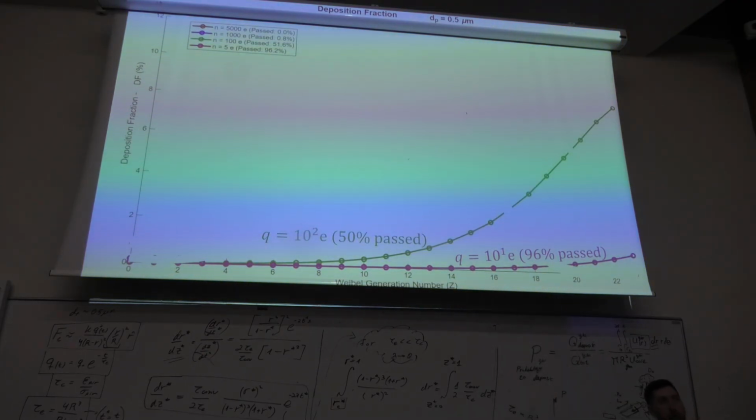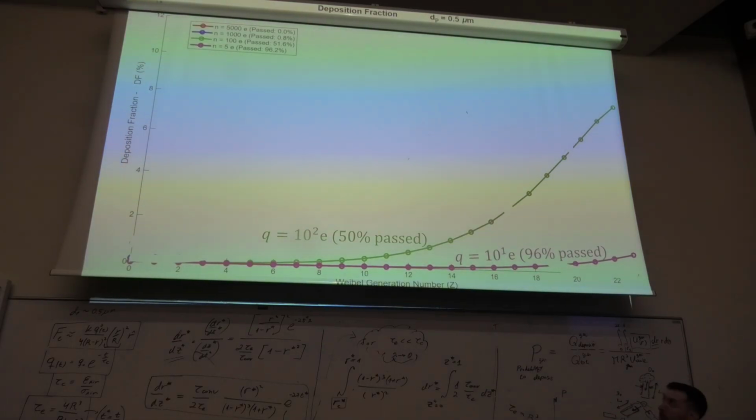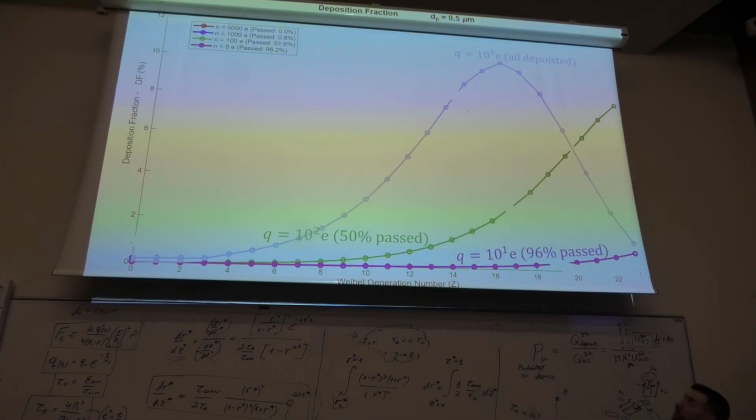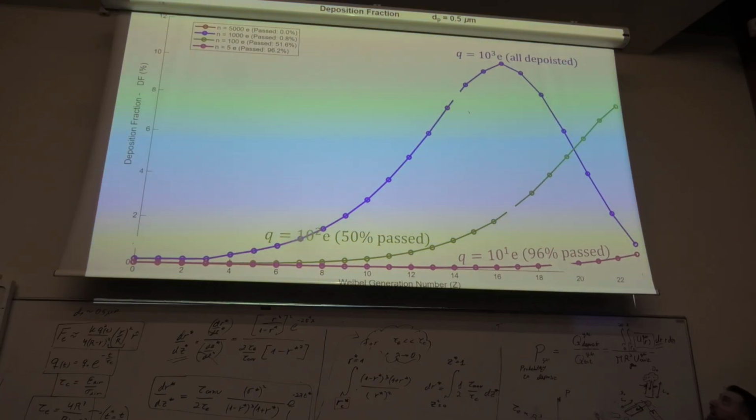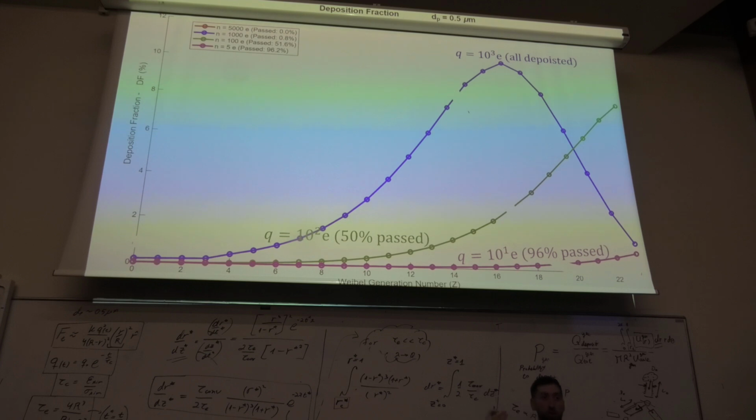Velocity smaller, radius is smaller, right? Time is very short to deposit. Let's increase the deposition. Whoa! If I use thousands of electrons, I even see a peak. This peak takes place in which generation? 16, 18, 19, right? This is the respiratory zone.